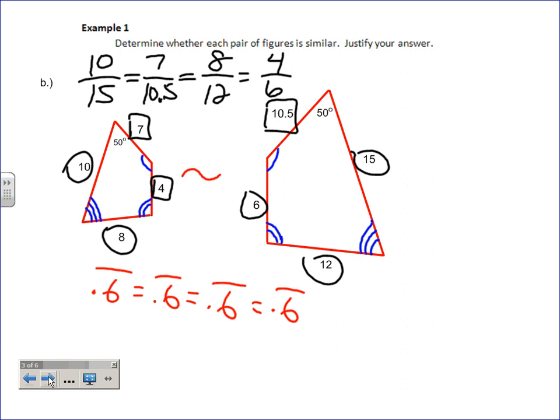Okay, great question. I was hoping somebody would ask that on the first one. What if you do go the other way? Is it okay to go 15 over 10 and then 10.5 over 7, 12 over 8, and 6 over 4? As long as they all still come to the same ratio, it's fine.